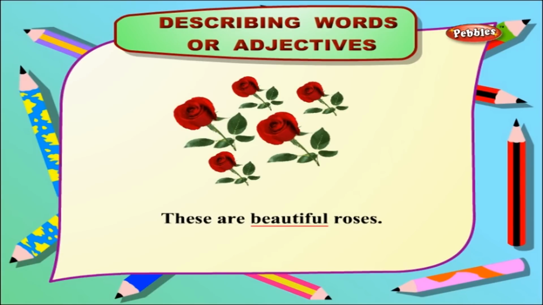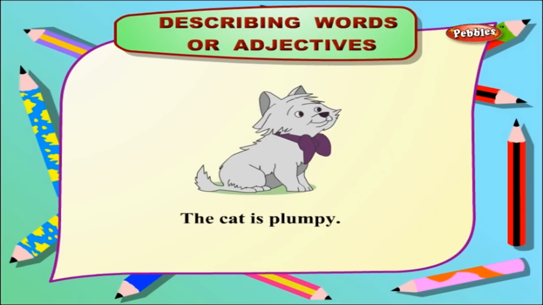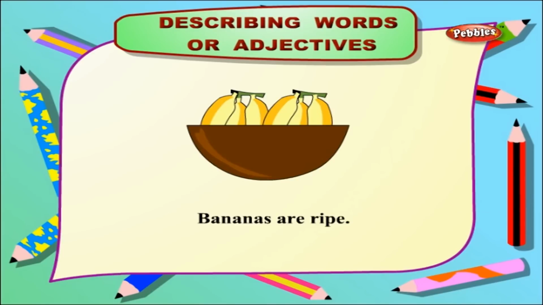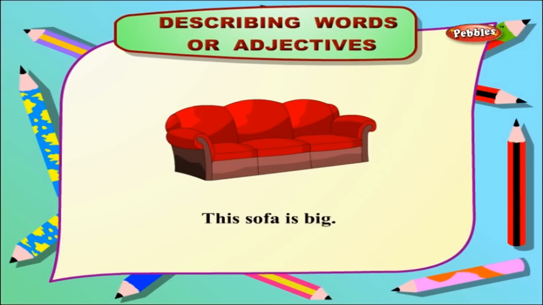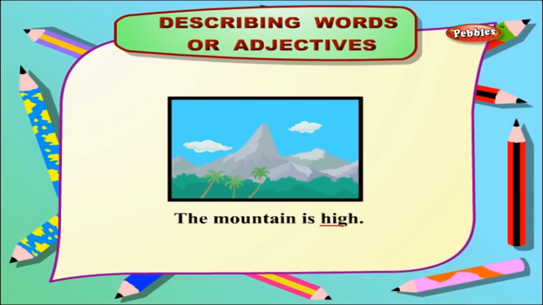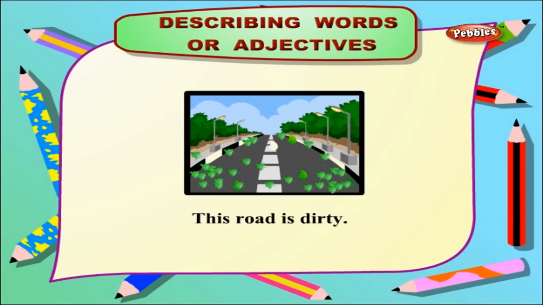These are beautiful roses. This is a blackboard. The cat is plumpy. Rainbow is colorful. Bananas are ripe. This sofa is big. The princess looks beautiful. The mountain is high. This teacher is young. This road is dirty.